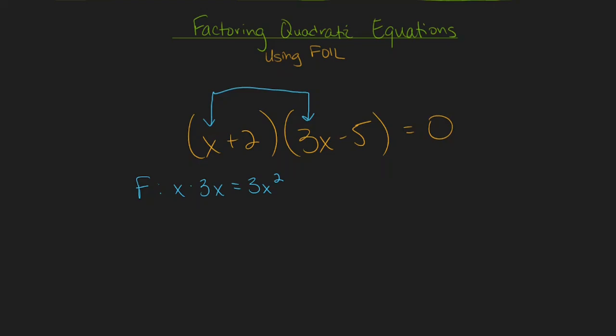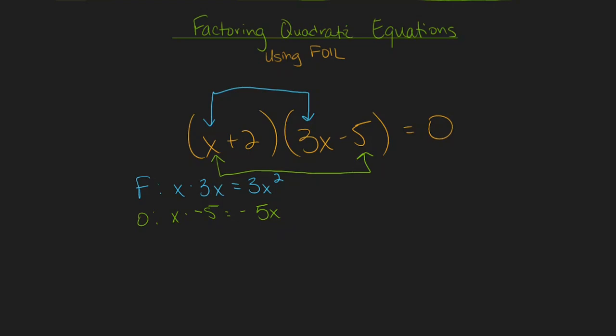The O in FOIL stands for the outers. This is the very first term in all of your factors times the very last term in all of your factors. In our situation, this is x times negative 5. Make sure that you bring any subtraction signs along with you as negative signs, and that will give us a product of negative 5x.